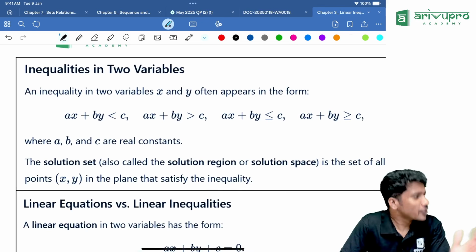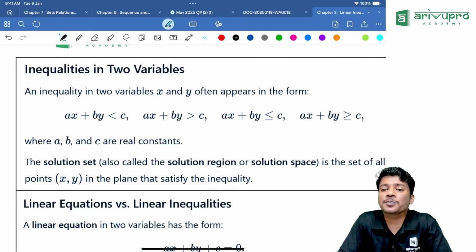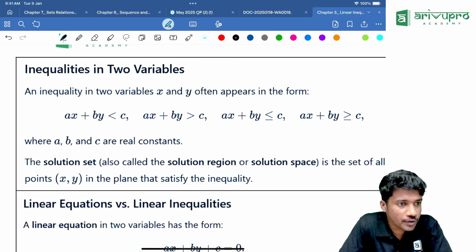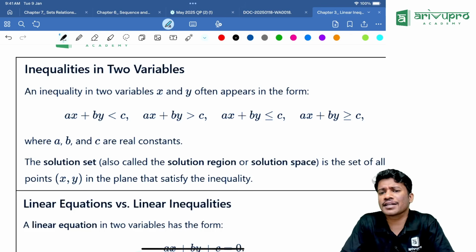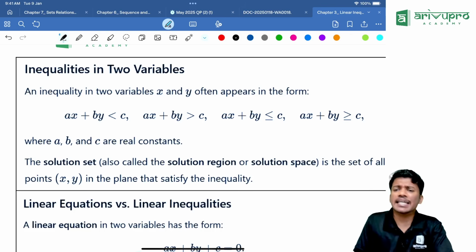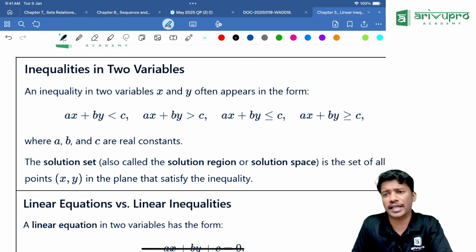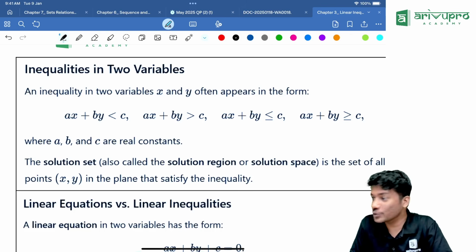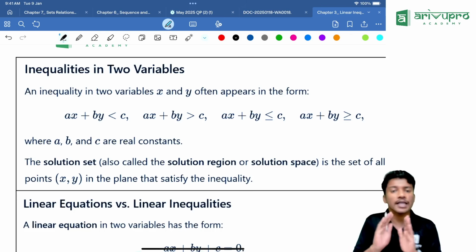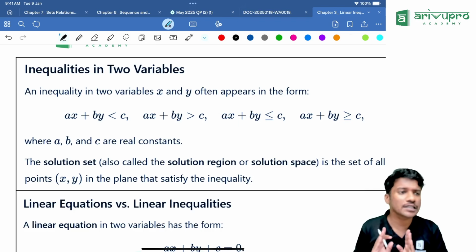Inequalities in two variables. Two variables means how many unknowns are there? Two unknowns. Usually we will call them x and y. Here, ax plus by less than c, greater than c, then greater than or equal to c, then less than or equal to c. That is over here. So, everyone can try that.